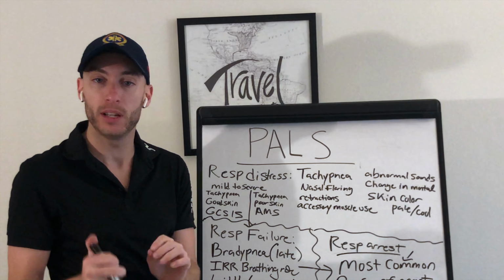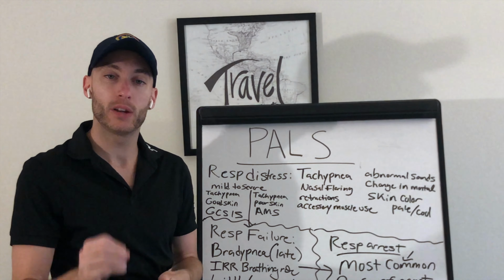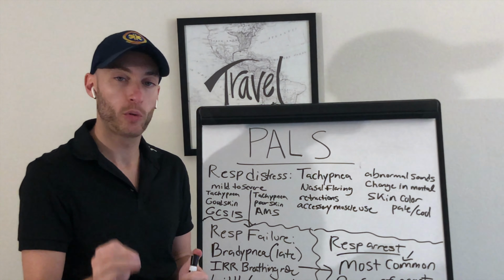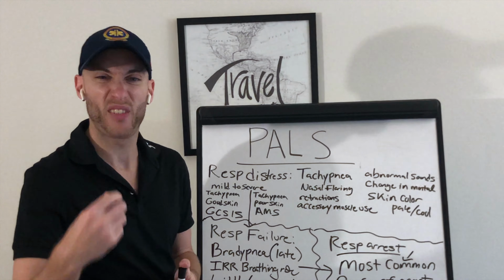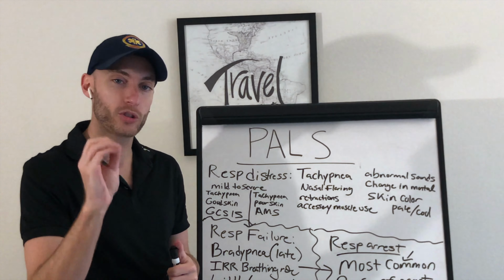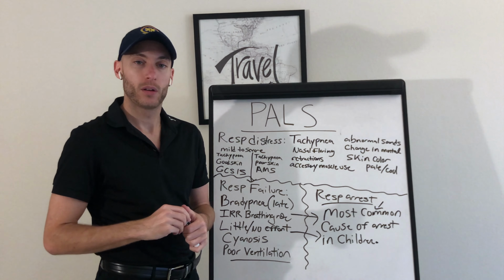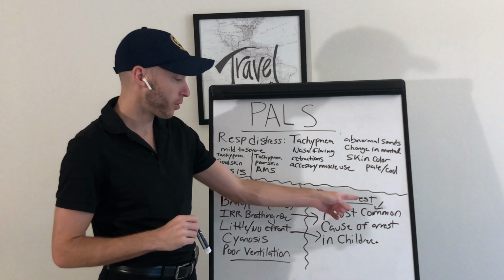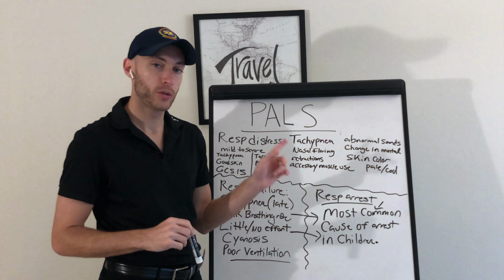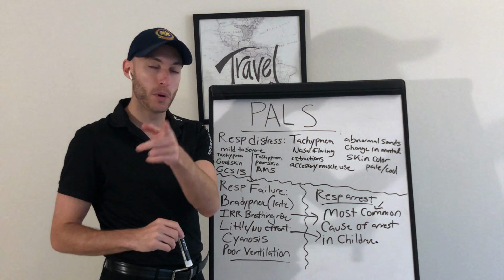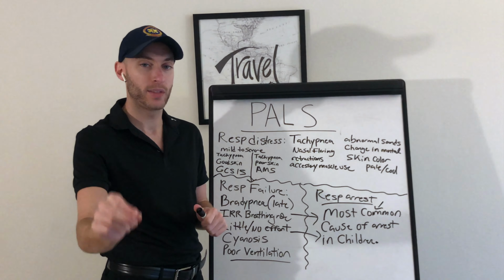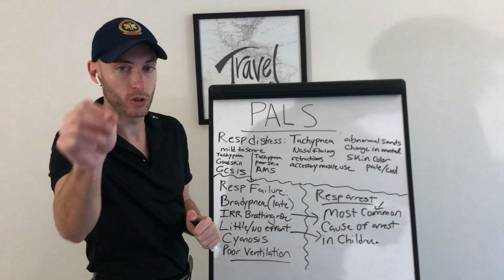The first thing you need to know is children get in trouble so often because of breathing problems, because of respiratory problems. Could be croup, could be anaphylaxis, could be asthma, right? Now, I'm gonna start by saying this. If you look at my chart here, respiratory arrest, most common cause of arrest in children. One of the most common causes, if not the most common cause of arrest in children, is because of a breathing issue, a respiratory issue, okay?